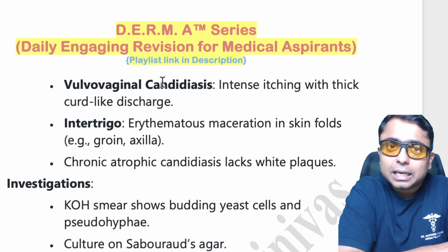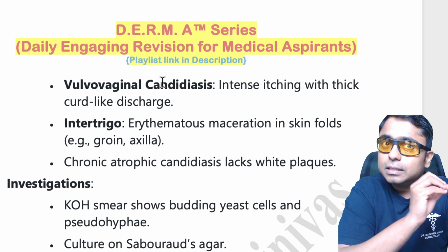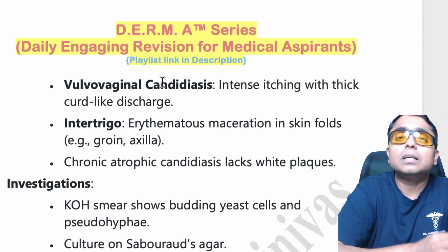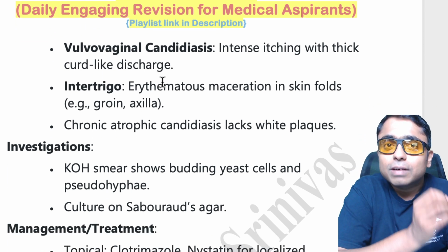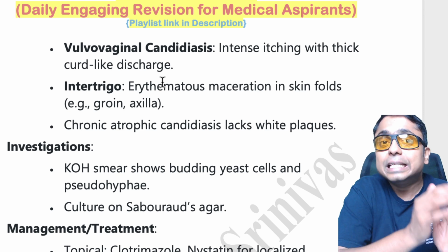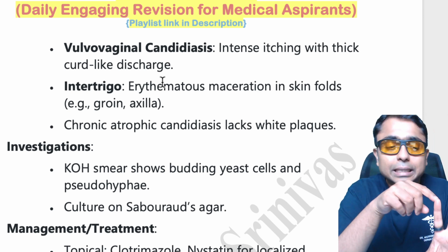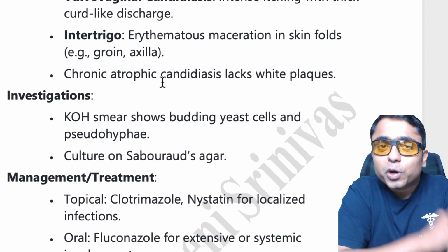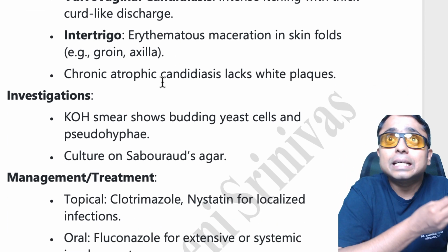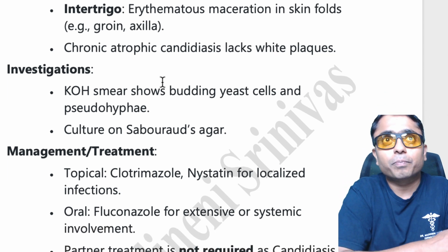Next is vulvovaginal candidiasis. It is going to present with itching in the female patients, and there is going to be thick curdy white vaginal discharge. Intertrigo, whenever candida is going to affect the skin folds, for example the neck folds and also the web spaces, we call it candidal intertrigo. And atrophic candidiasis can present as red colored plaques instead of white plaques in the mucosa.